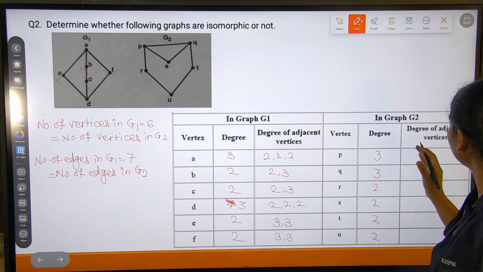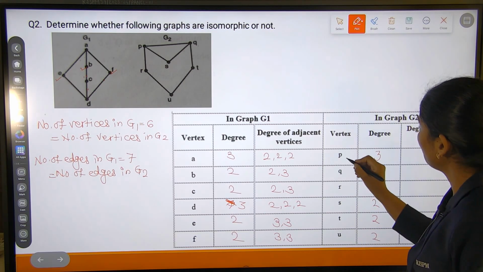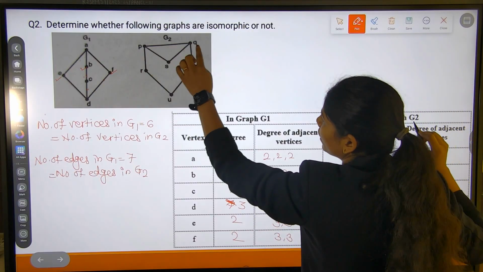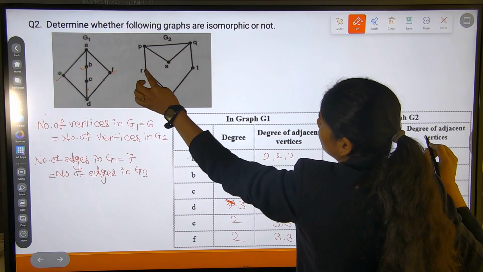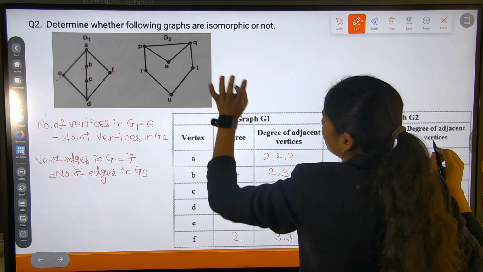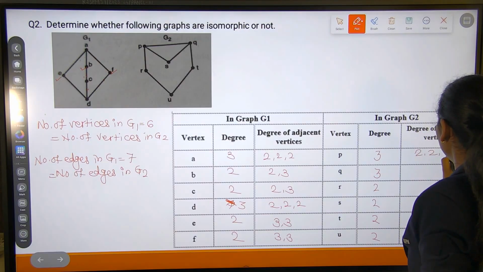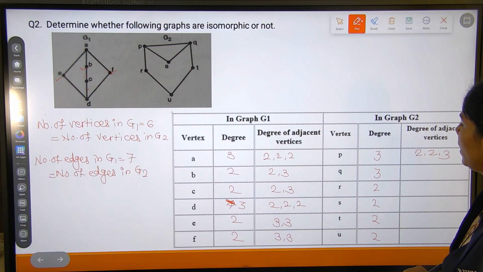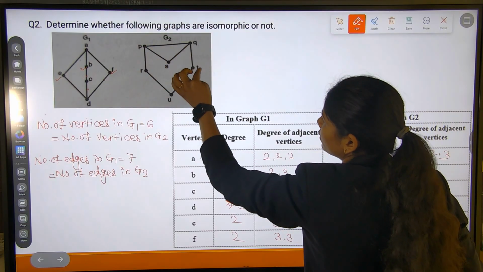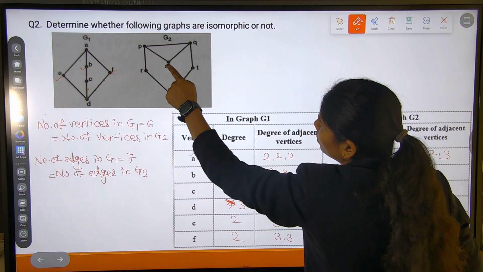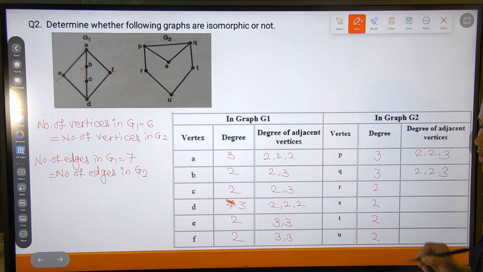Okay. Then find out degree of adjacent vertices of each vertex. P having adjacent vertex Q, R and S. So, write down degree of Q, R and S: 3, 2, 2. Then find out adjacent degree of Q. So, Q having 3 adjacent vertex having degree 2, 2, 3. So, write here 2, 2, 3.